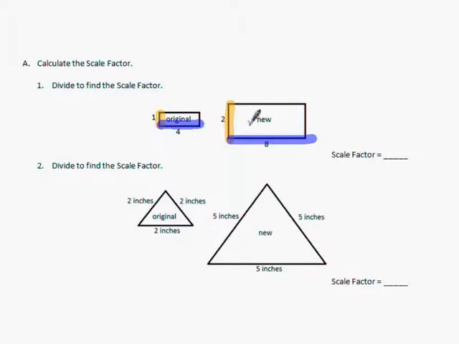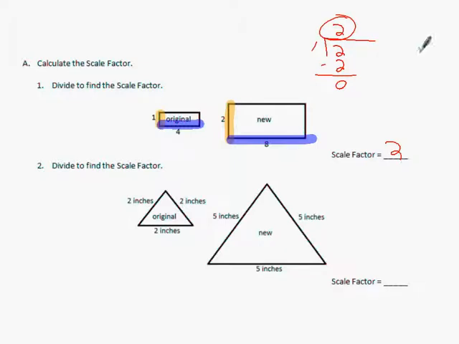First, we have to pick the new side. I'm going to pick the 2. The original divided by 1. 1 goes into 2, 2 times. 2 is our answer. 2 is our scale factor, but let's double check that by using the other side length.